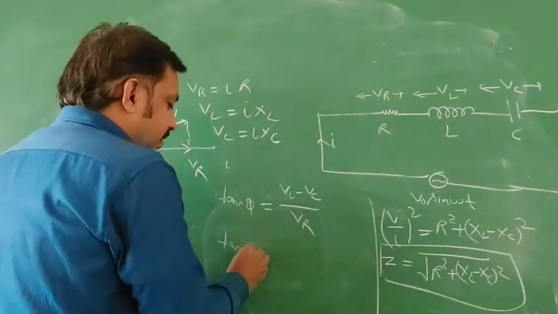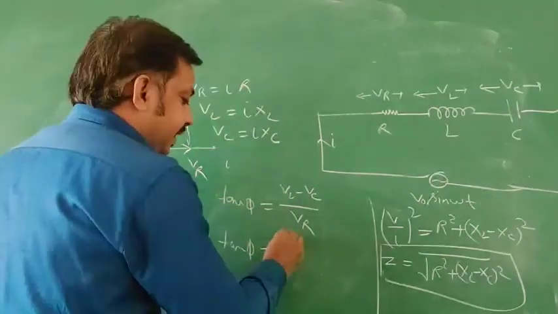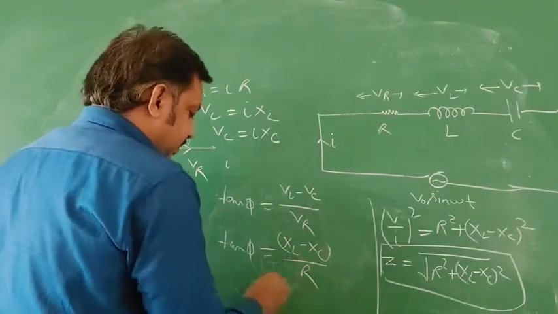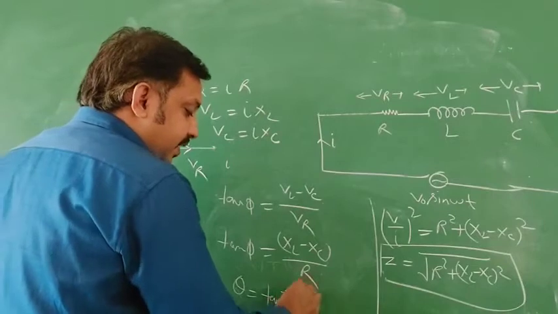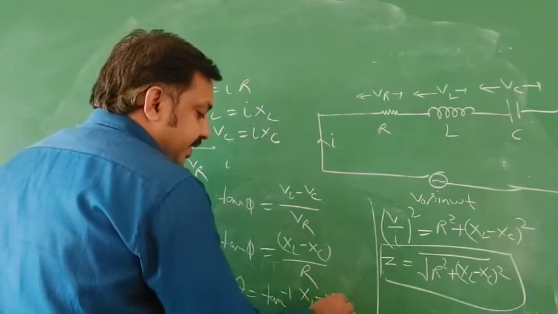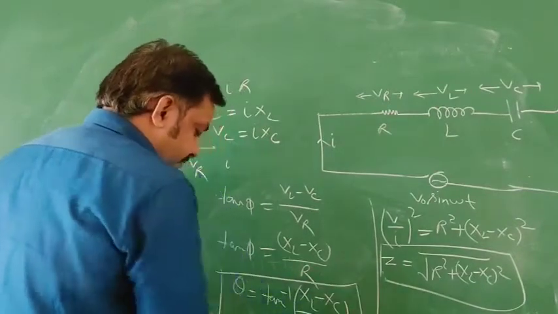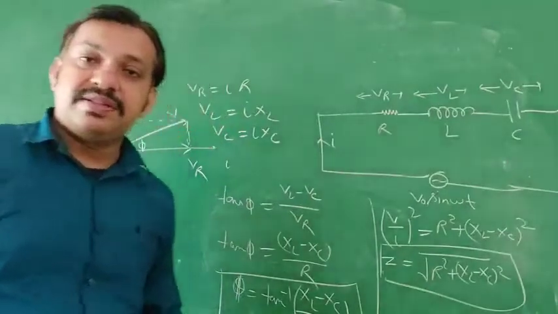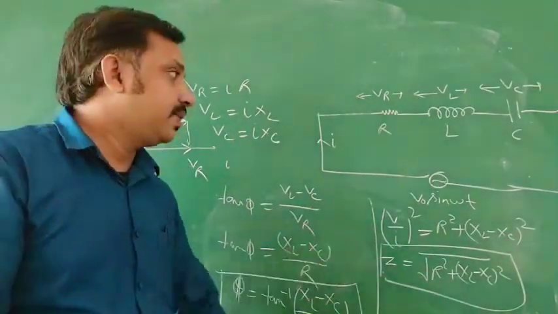So the I gets cancelled out from the numerator and the denominator. So you will get XL minus XC divided by R. So phi is equal to tan inverse of (XL minus XC) divided by R. So this is your phase difference, and this is your impedance, the net impedance. So these two terms are very important.